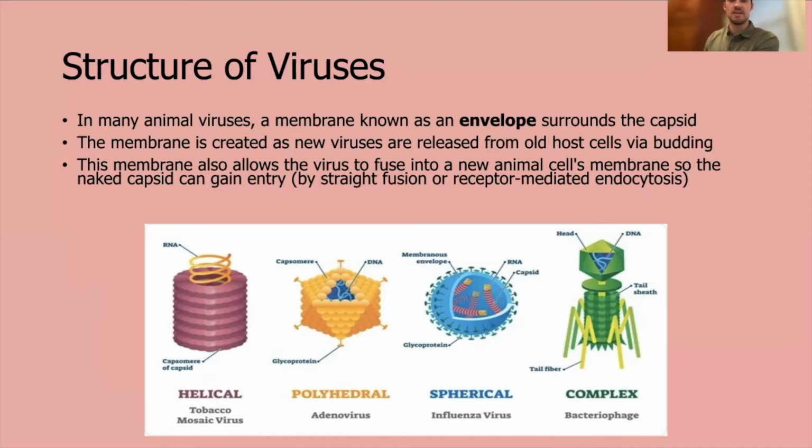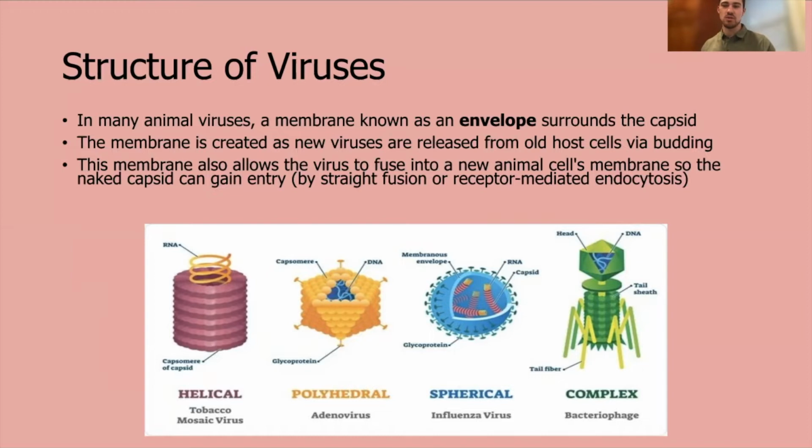So like I just said, in the animal viruses, membranes known as envelopes surround the capsid. You may be wondering, what is the function of a membranous envelope surrounding that hard, rigid protein capsid? The point is that it allows the animal viruses to come into the cell and come out of the cell much more easily.